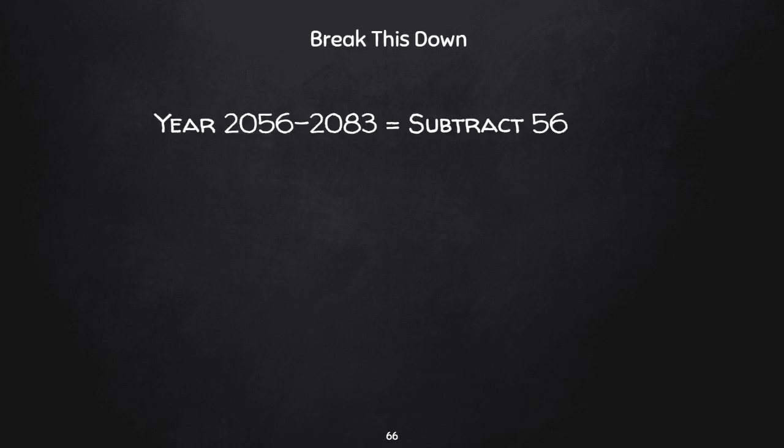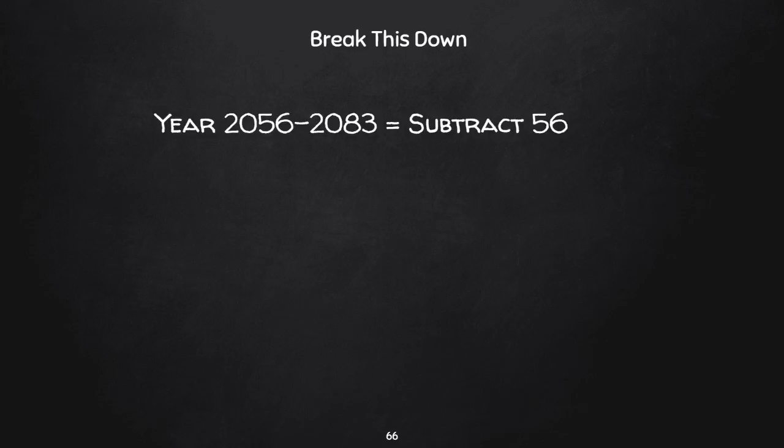And when you subtract 56 from the year in this range, you will always get the respective years in the range from 2000 to 2027. Let's try and figure it out.